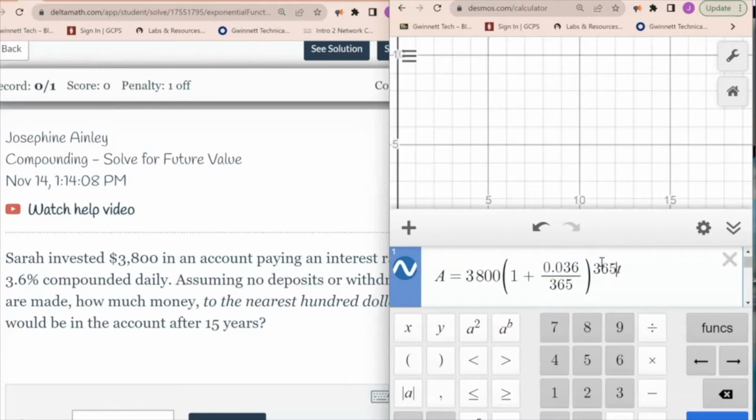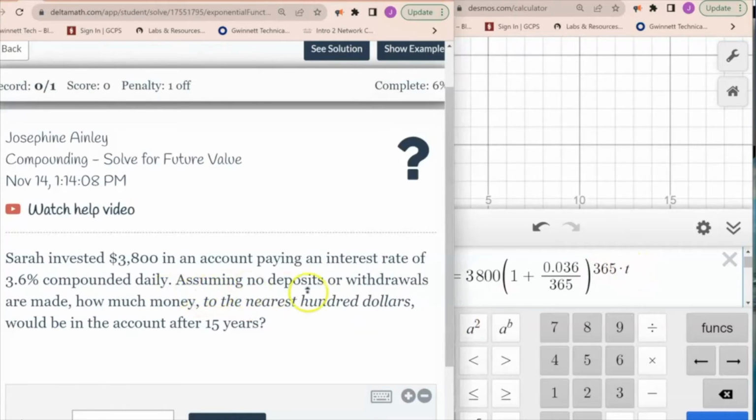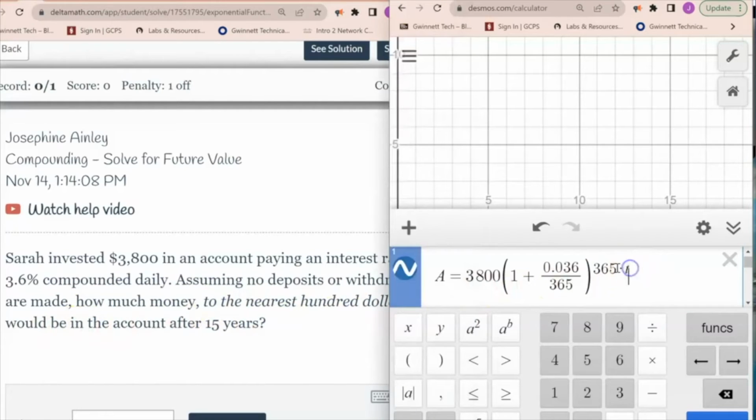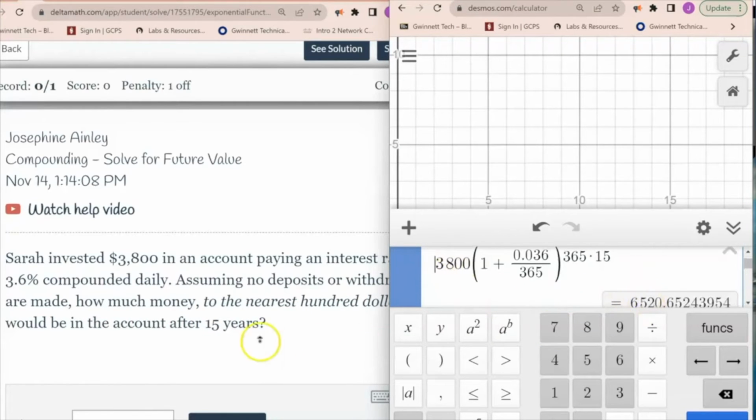And I'm just going to put, you can put multiplication or you could put parentheses, however you want for the time. All right. Assuming no deposits or withdrawals are made, how much money to the nearest $100 would be in the account after 15 years? And so T is equal to 15. Boom. So take out the equal sign and it's going to give you a number to the nearest $100.